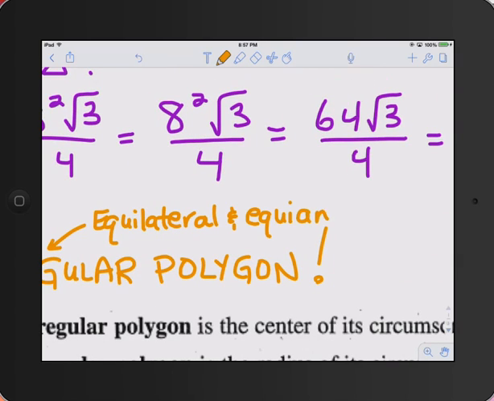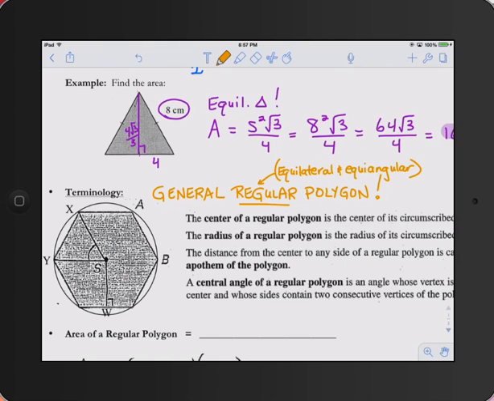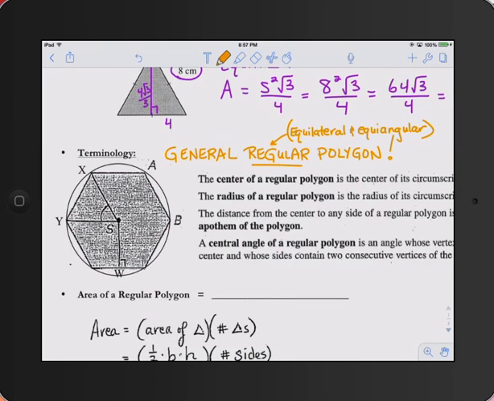So it has to have all congruent sides and all congruent angle measures. So just remember that's the definition of a regular polygon. Okay, so a regular polygon can always be inscribed into a circle.